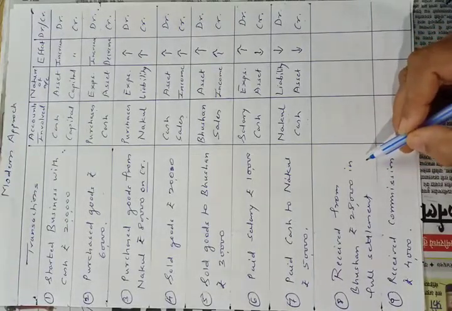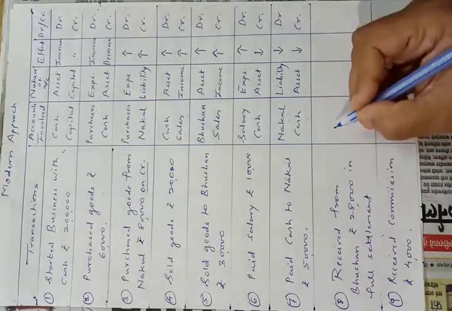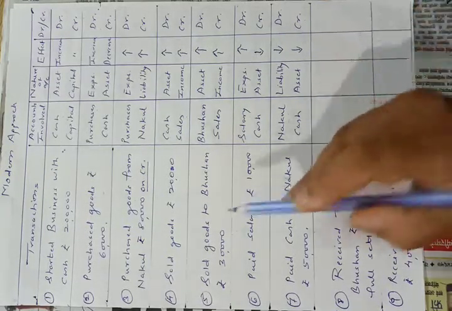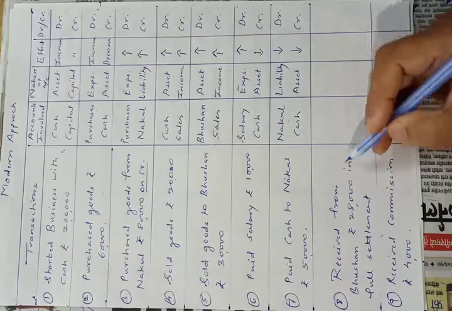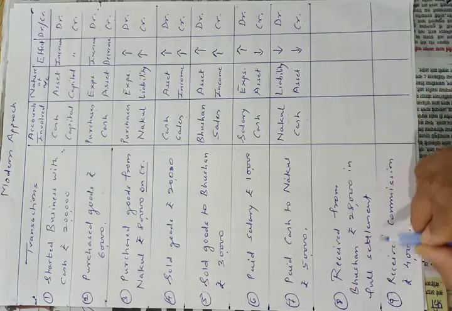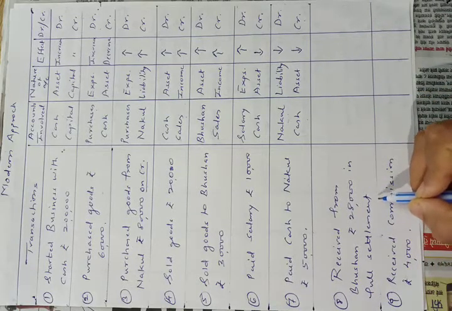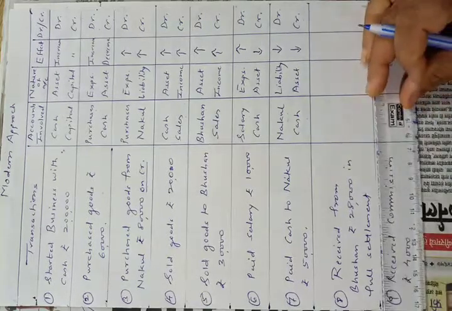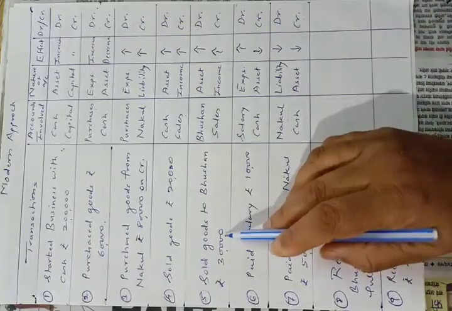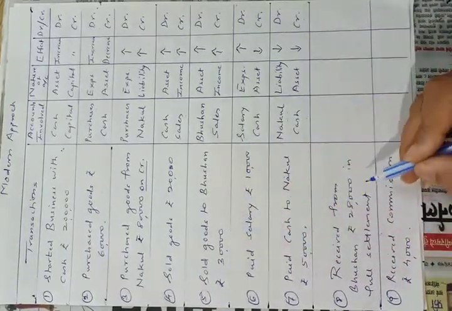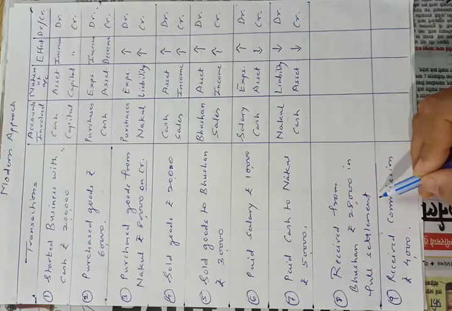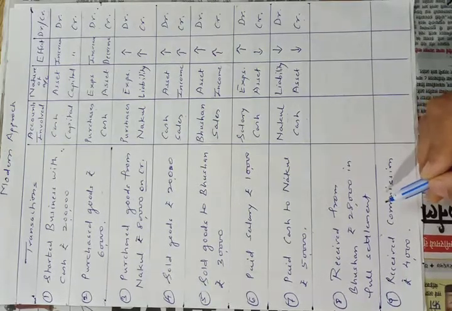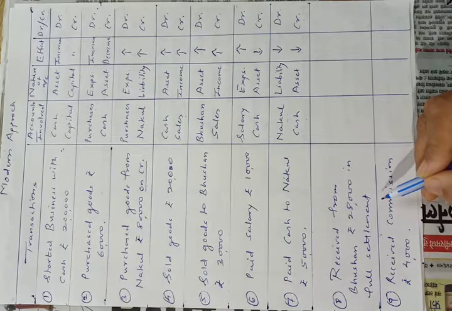Received from Bhushan rupees 28,000 in full settlement. Here we have sold goods to Bhushan rupees 30,000, and now they told us that received from Bhushan rupees 28,000 in full settlement. It means the words full settlement are given here, and the transaction was of rupees 30,000 between Bhushan and us, and now we are receiving 28,000 from Bhushan in full settlement. It means Bhushan has taken discount of rupees 2,000 in this transaction.